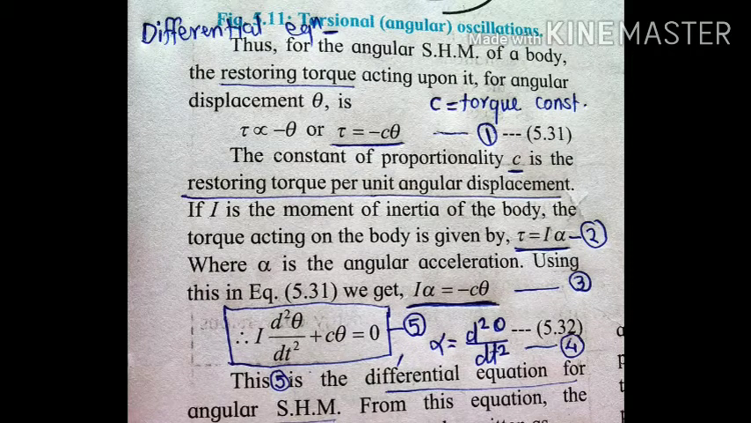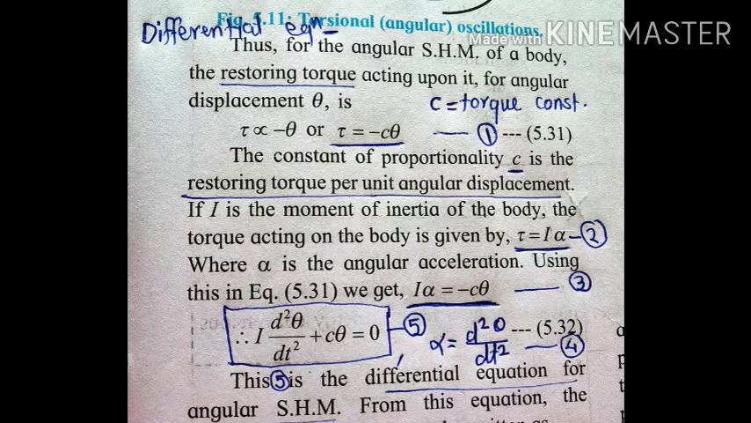Thus, the equation in linear motion, that is, force is equal to mass into acceleration, can be written by analogy in angular motion as torque is equal to moment of inertia into angular acceleration. Torque tau is equal to moment of inertia I into angular acceleration alpha.